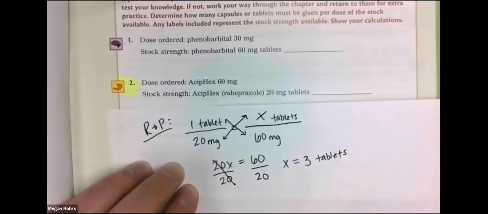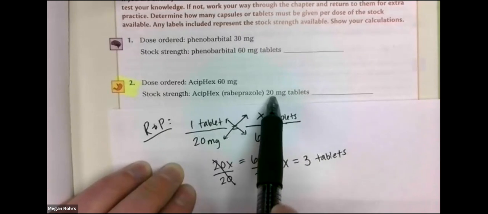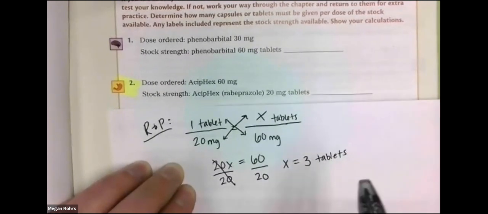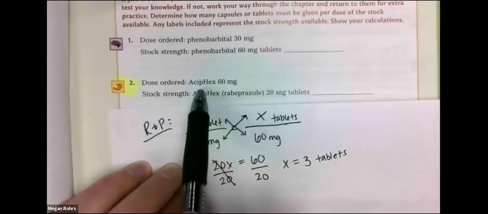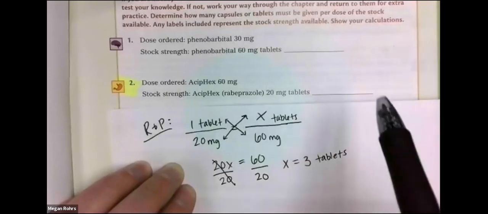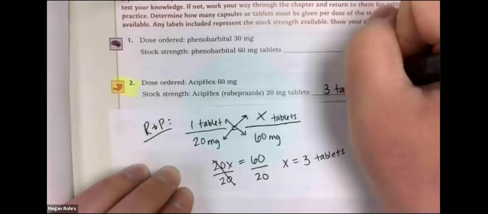Now, let's stop and see if that makes sense. Well, if 1 tablet that I have in stock is 20 milligrams, and I give somebody 3 of those, we would have 20, 40, 60 milligrams, which is what they are ordering for the dose here. So the answer is 3 tablets.